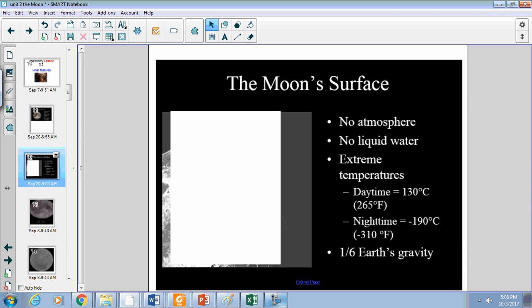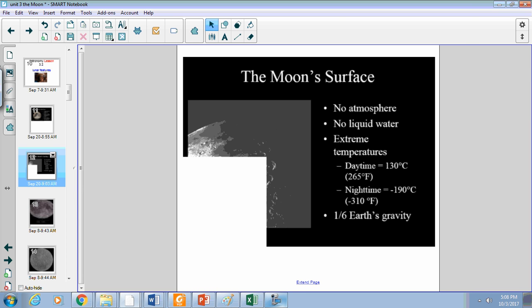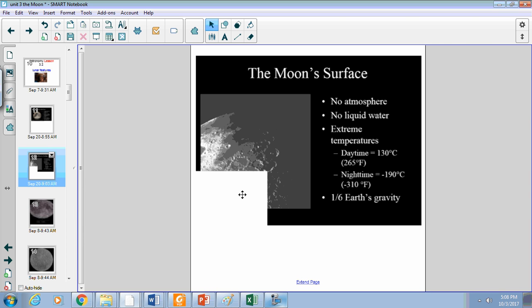Moon's surface. Let's see here. All right, so you can see the picture a little bit. The moon has no atmosphere, so no breathing on the moon. There's no liquid water, and we have some extreme temperatures. So in the daytime, it can get to a sweltering 265 degrees Fahrenheit, and at night, a very cold, chilly, brisk negative 310 degrees Fahrenheit.